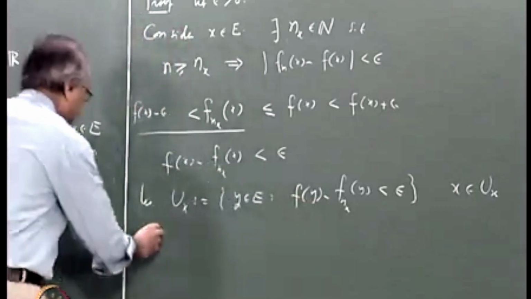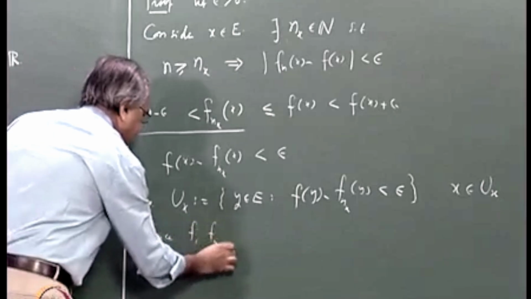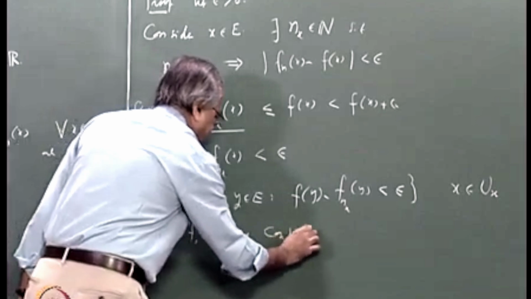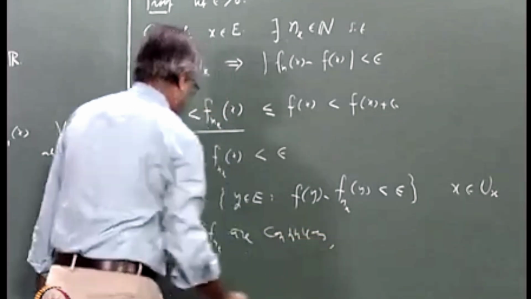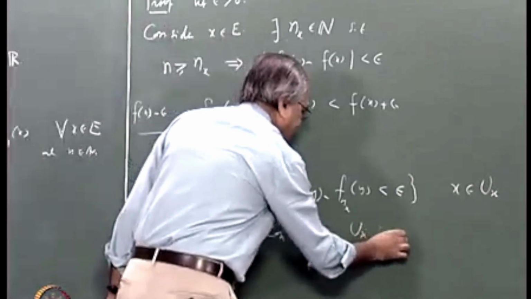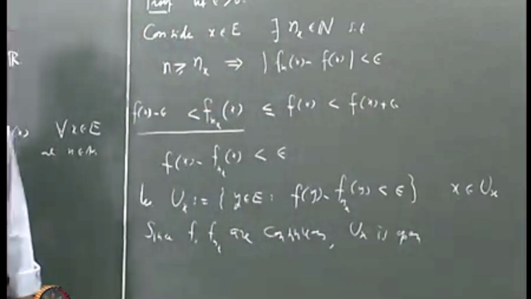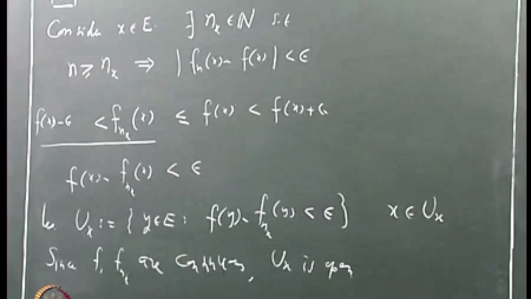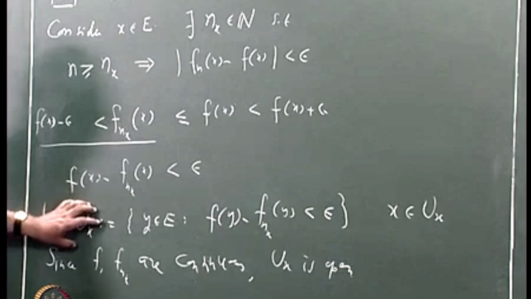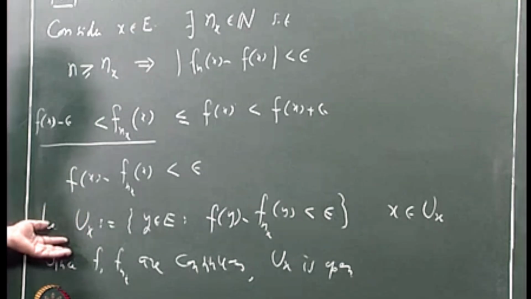So I will say that since f and f_{n_x} are continuous, U_x is open, and non-empty of course because x belongs to U_x. So what did we do? Given a point x in E, we have constructed an open set containing that, which is called an open neighborhood of x. Then what is to be done after this?